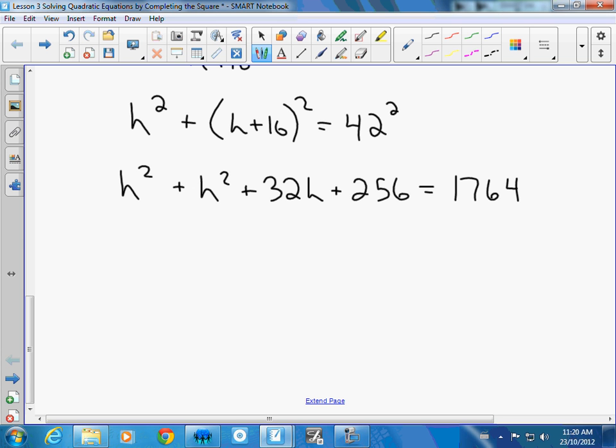Did I skip a step there? Did I combine my two 16h's in the middle? You'll get better at that as you go along. Now what do I do?